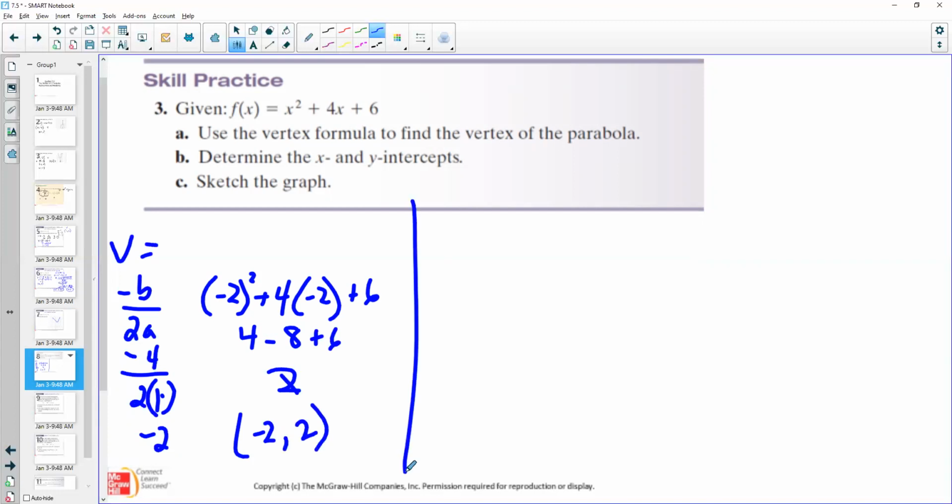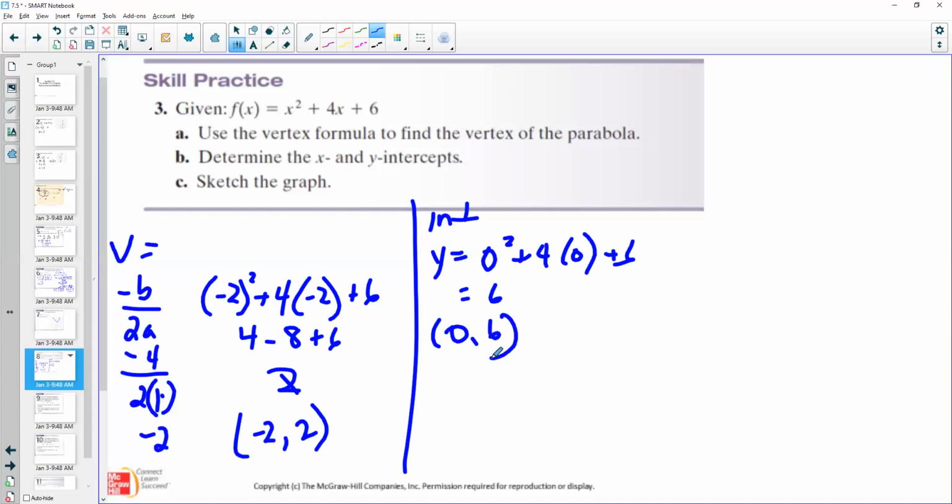Simple enough. Intercepts. Well, the y-intercept is easy enough to find because I'm going to put in zeros for x. So 0 squared plus 4 times 0 plus 6 is just going to be 6. So my y-intercept is at 0, 6. Great. Now I'm going to solve for my x-intercepts. I'm going to look at it and I think, can I factor it easily? 3 and 2, 6 and 1, nope. So I'm going to go good old quadratic formula for the x-intercepts.